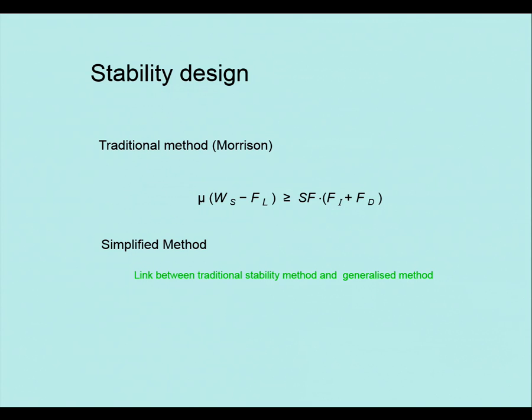The one you're concerning yourself with is the traditional. So that's that formula we said. Again, this is your weight, your lift, times your friction factor. It's always got to be greater or equal to the inertial lift, inertia plus drag, times the safety factor. So it's always going to stay where it is.